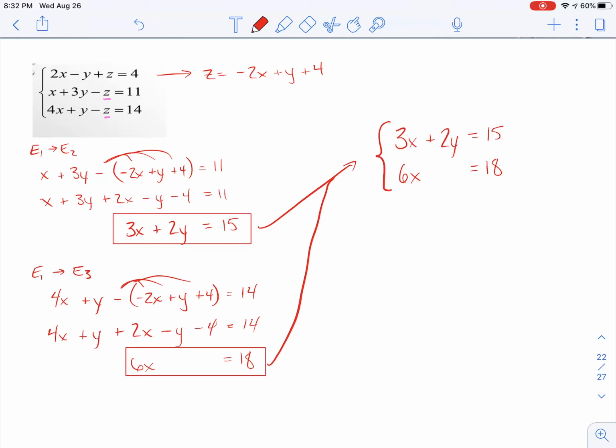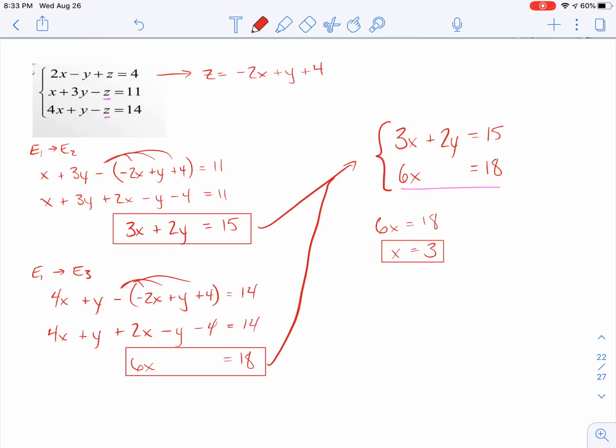Okay, so I would have this system of equations: 3x plus 2y equals 15, and then that second equation, in this case, 6x equals 18. Now from here, I would ask myself, do I want to solve by substitution? Do I want to solve by elimination? Because this equation happened to get rid of my y variable as well, I can simply solve this. I have 6x equals 18. When I divide both sides by 6, I get x equals 3. So now I've got one of my solutions.